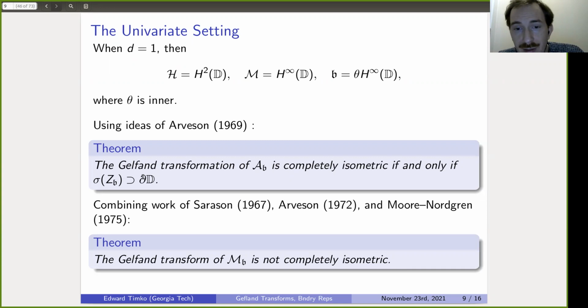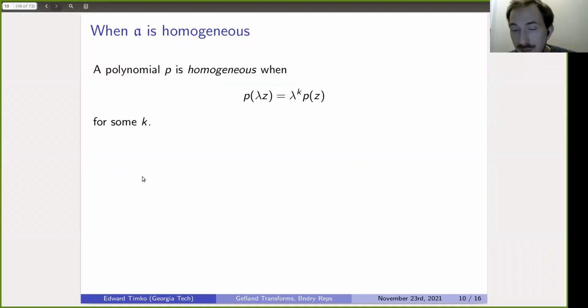All right, so this happened, but what can we do in the full multivariate setting? And like I said, we have a bunch of sufficient conditions for when we can say that the Gelfand transformation is not completely isometric. I'm going to go through a number of these right now. One of the first ones that we looked at is the case where A is homogeneous. Okay, so what do I mean by that?